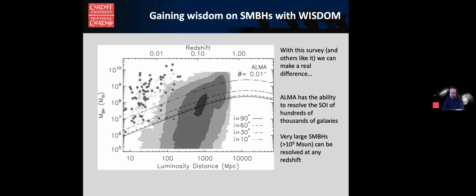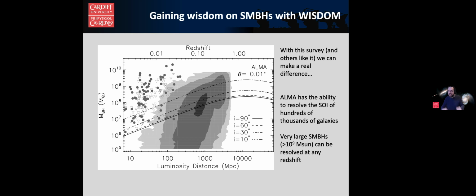And the really interesting thing is that if you go to a black hole of 10 to the 9 solar masses, ALMA would allow you to resolve its sphere of influence at any redshift because of the turnover of the angular diameter distance with redshift. Of course, you have surface brightness dimming and other effects that could stop you measuring a black hole mass or detecting the galaxy in the first place. But in principle, if you have bright gas around a galaxy, you could probe it with this technique. So I think that's its strength.